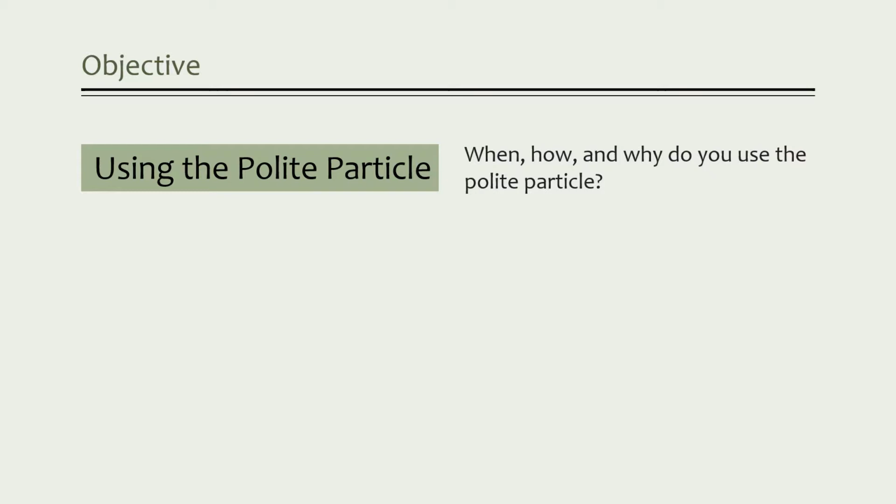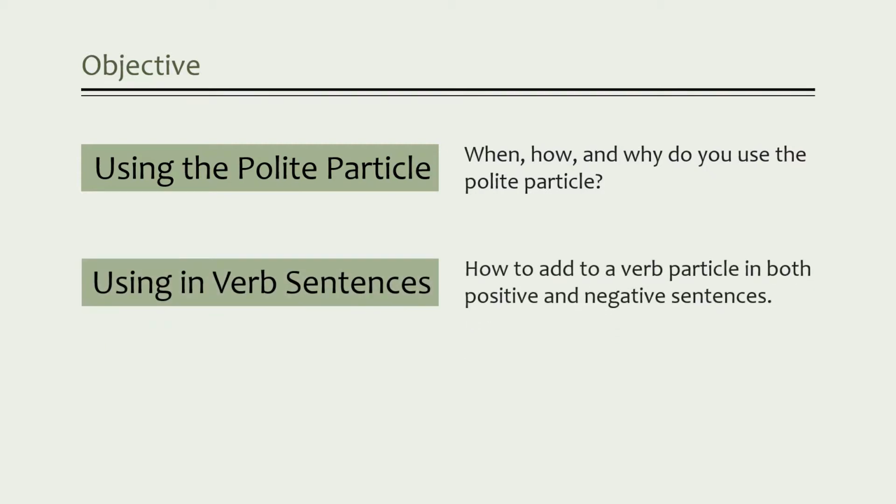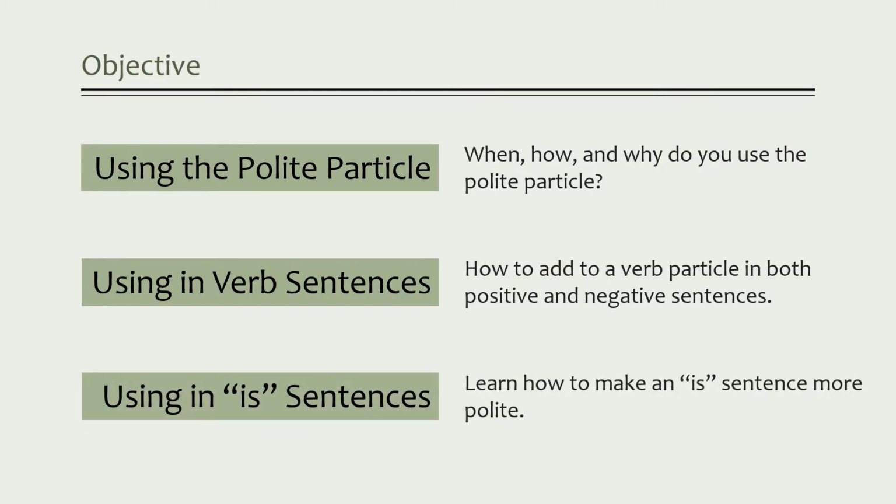I'll show you how to use the polite particle in two kinds of sentences. The first is a verb sentence. And since descriptive adjective sentences are treated like verb sentences, this rule will also apply to them. Lastly, I'll explain how to use the polite particle in an is sentence, one where you're describing what something is or who someone is. So let's begin.